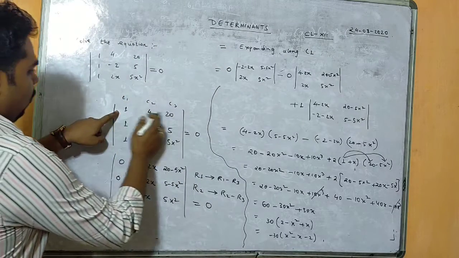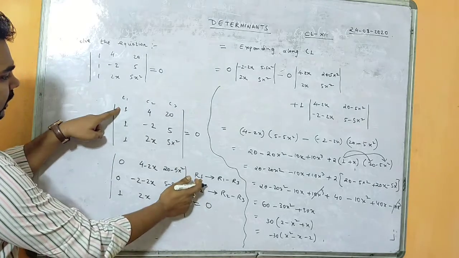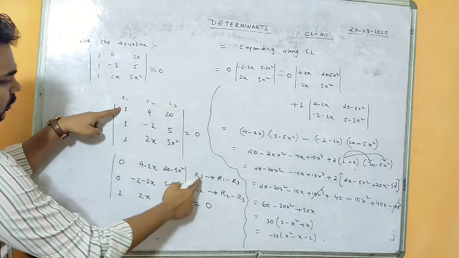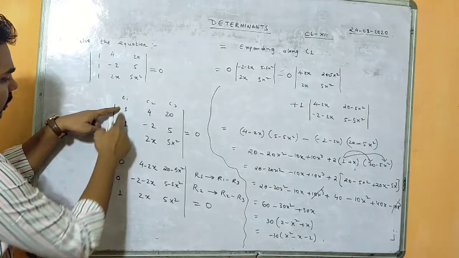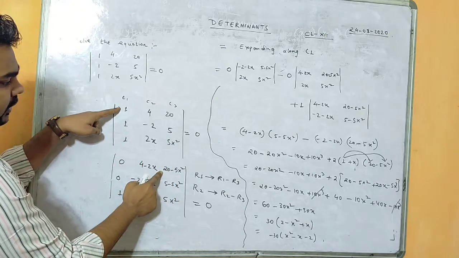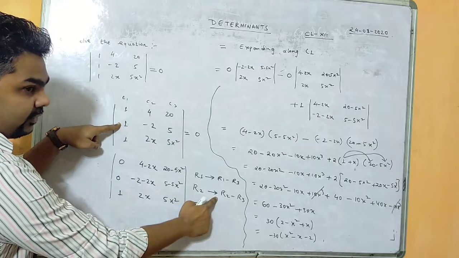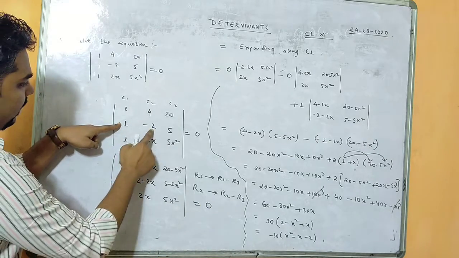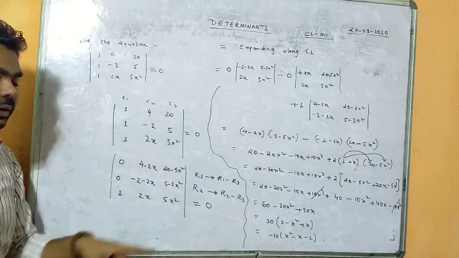You see this is row 1, row 2 and row 3. In row 1 we are changing row 1, so we need to make this one 0. So r1 arrow r1 minus r3. Similarly we solve here: 1 minus 1 is 0, 4 minus 2x, 20 minus 5x square. Similarly we need to make this one 0, this is in row 2. So r2 arrow r2 minus r3: 1 minus 1 again 0, minus 2 minus 2x, 5 minus 5x square. We are not changing row 3, so row 3 is written as it is.